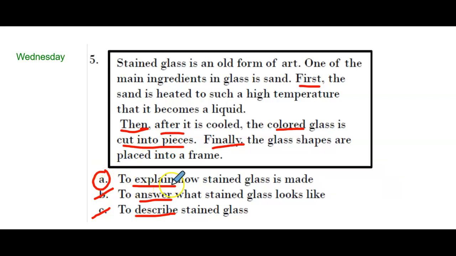And let's circle our best answer last. Answer A, to explain how stained glass is made. And we've proven that answer by underlining our transition words. Great job, boys and girls.